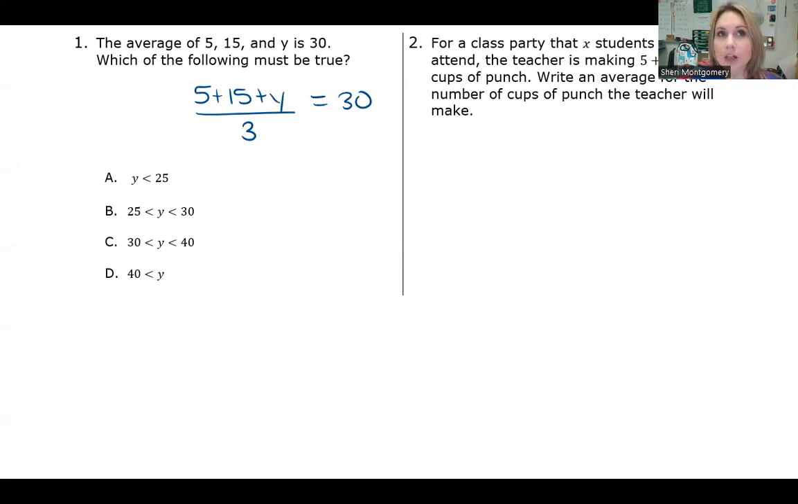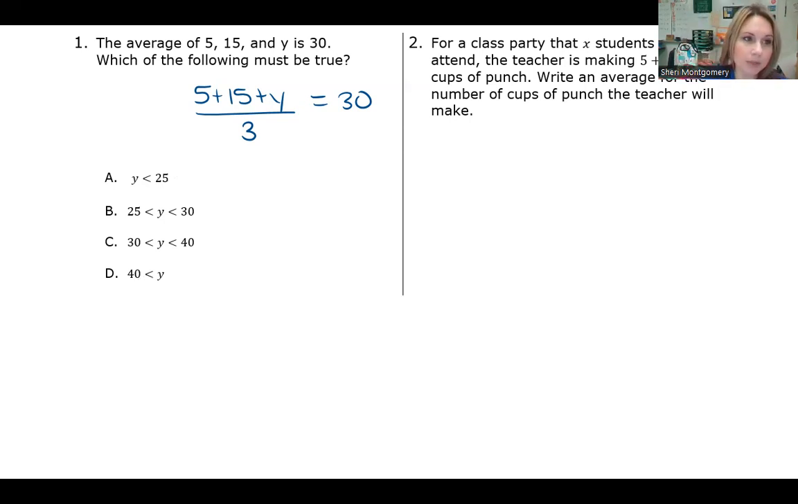It's asking which of the following is true, and if you look at the answer choices, so this is basically just like the quiz, it's all asking what kind of number is y. That one says y is less than 25. This one says y is between 25 and 30. This one says y is going to be between 30 and 40. This one says that y is bigger than 40. So we have to figure out what y is.